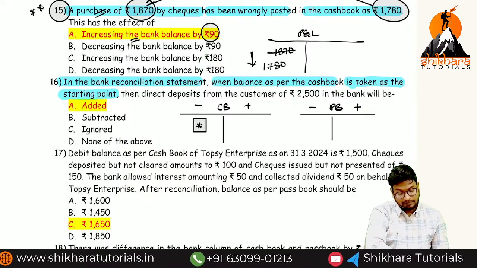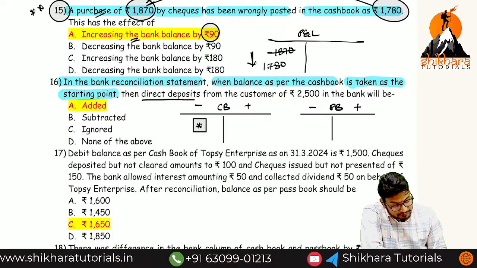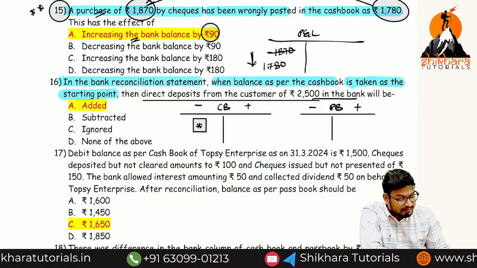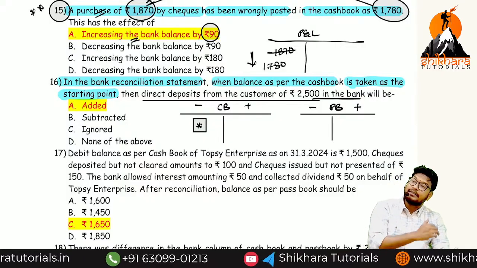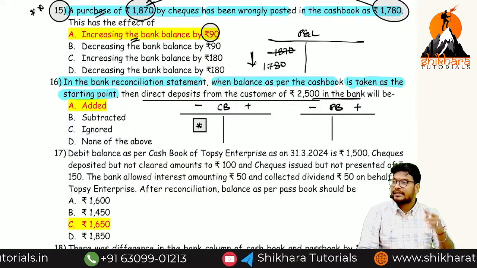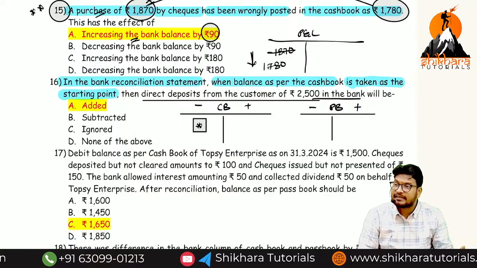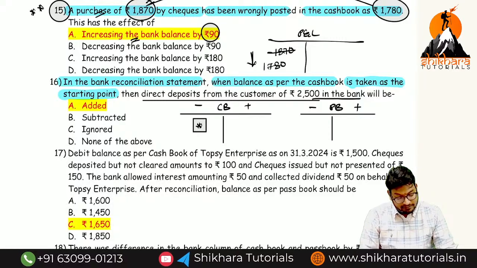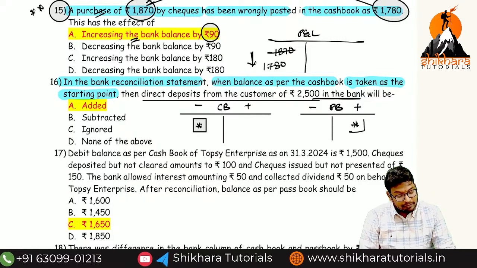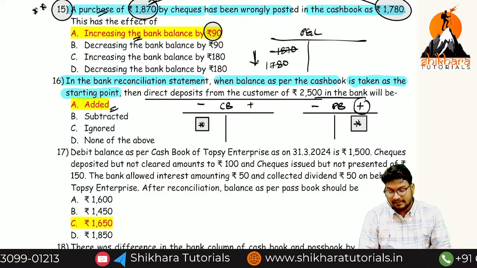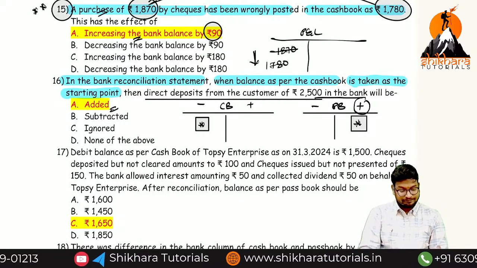Okay now, a direct deposit from a customer of rupees 2500 in the bank. A direct deposit done by a customer means that particular transaction is recorded by the banker in the passbook on which side, debit side or credit side? Credit side. So this particular transaction will be available on the credit side. So what is the symbol? Add. So that is the reason we need to add back.